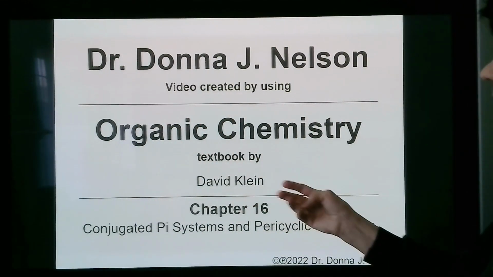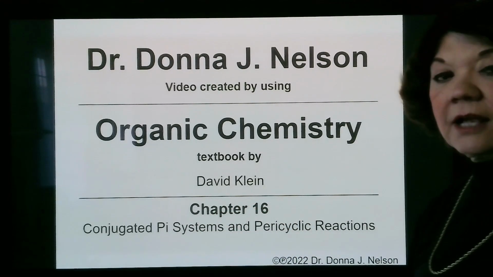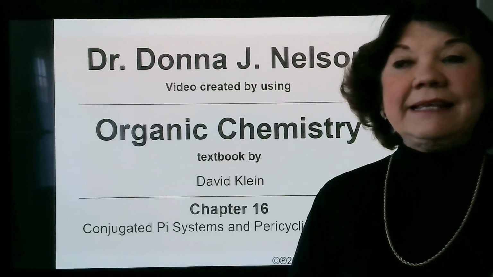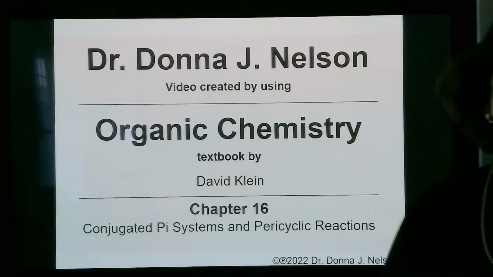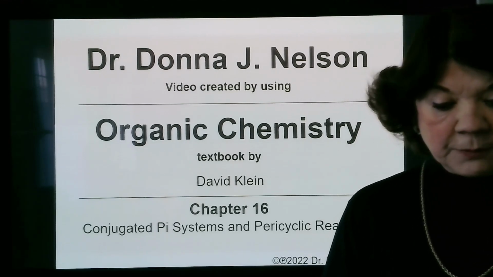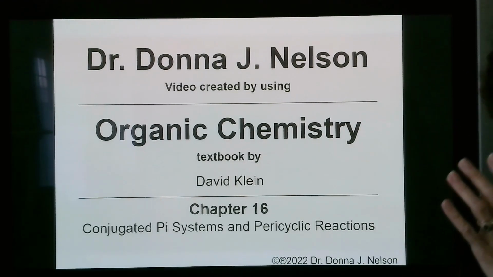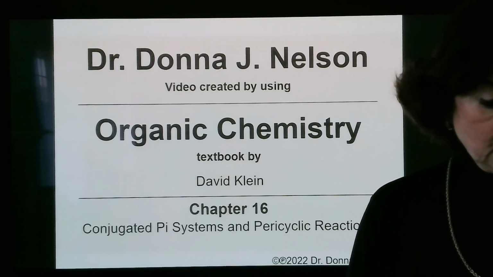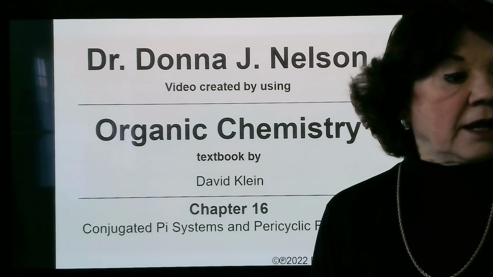We're going to be covering conjugated pi systems and pericyclic reactions in this chapter. It's chapter 16. We're using David Klein's textbook, and these slides will exactly parallel that textbook, except in a couple of instances, which I will note here.